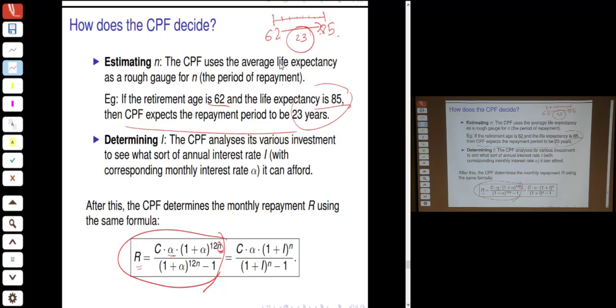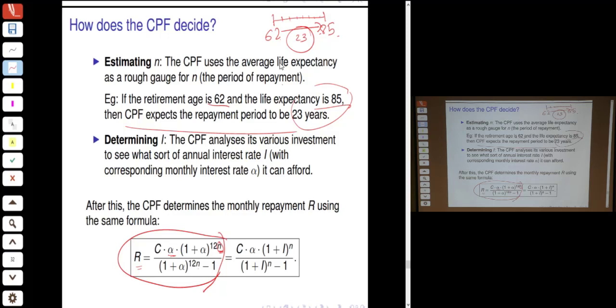However, as we already discussed before the break, instead of this unknown variable n, which is the number of years you live after your retirement, the CPF board usually uses an estimate for n, which is usually the average life expectancy minus your retirement age, as a period, as a number of years it needs to pay you every month.